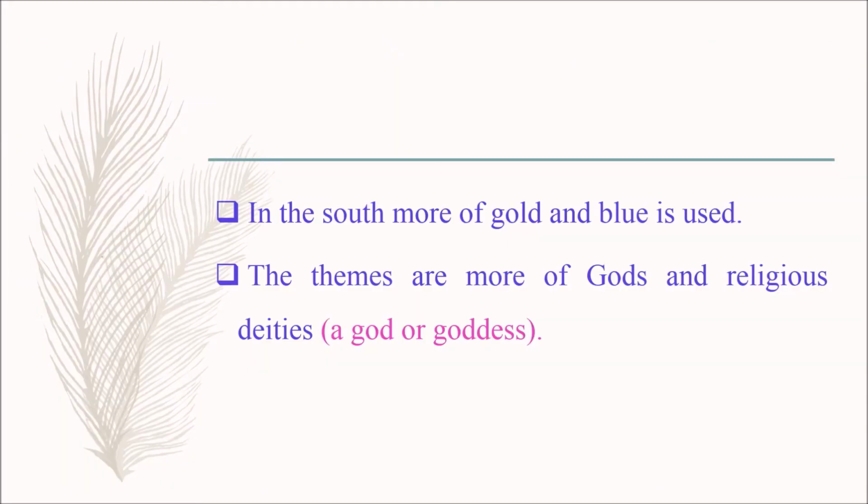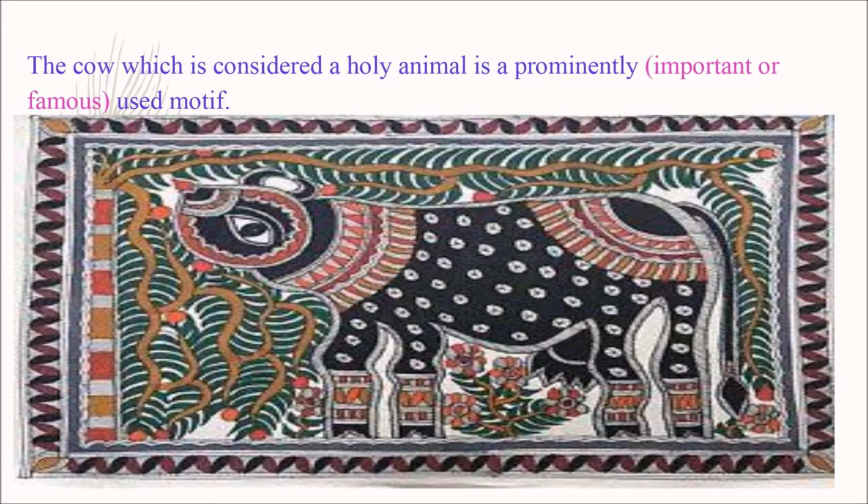The themes are more of gods and religious deities, which means a god or goddess. The cow, which is considered a holy animal, is a prominently used motif. Here prominently means importantly or famous. Here we can see the picture of the holy animal cow.